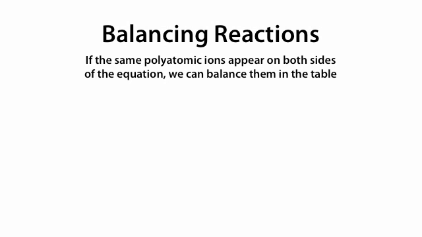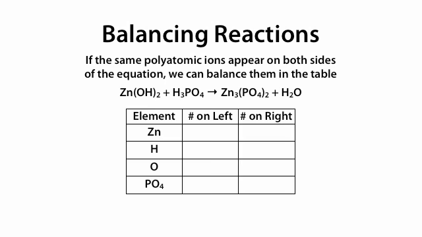If we're given a reaction where the same polyatomic ions appear on both sides of the equation, we can balance them in the table. Let's look at an example where we can use this. If we were given Zn(OH)2 plus H3PO4 yields Zn3(PO4)2 plus H2O, we would write a table as normally, but in this table we're going to include PO4 as an element in the table.